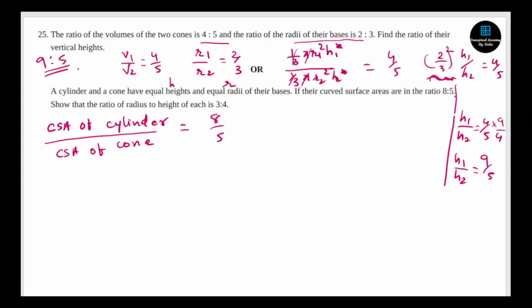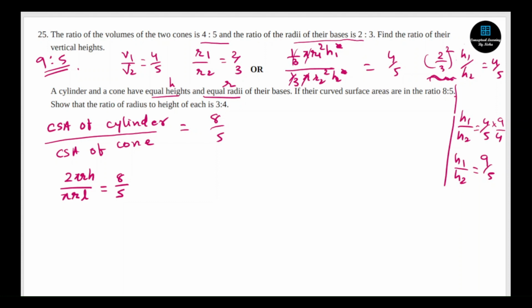Now I'll substitute the formula. So CSA of cylinder is 2 pi RH over CSA of cone is pi RL. This equals 8:5. Now see, they have given equal radii, so I can put R for both, and equal heights also, so H for both.